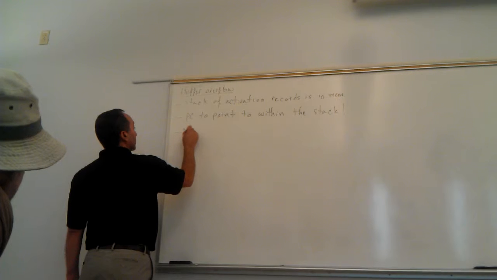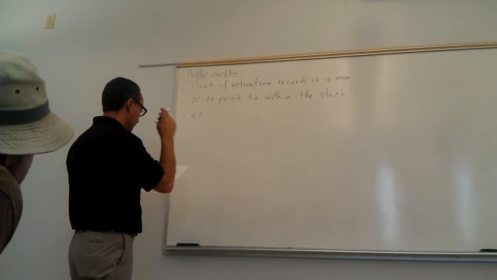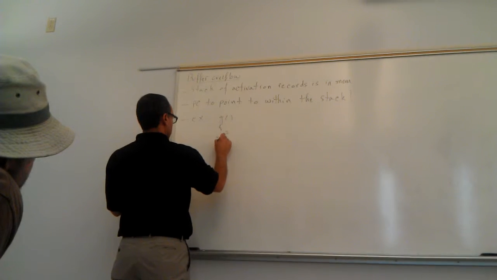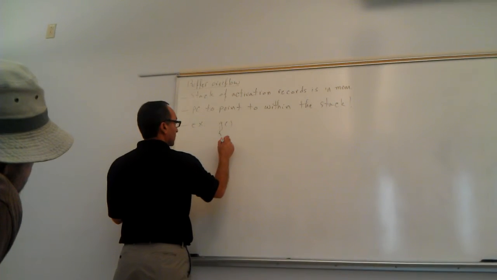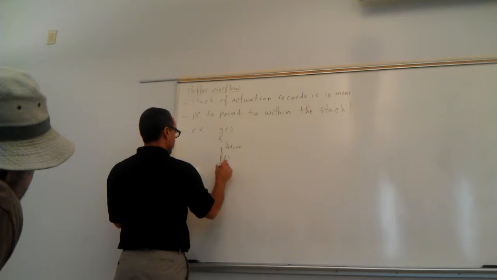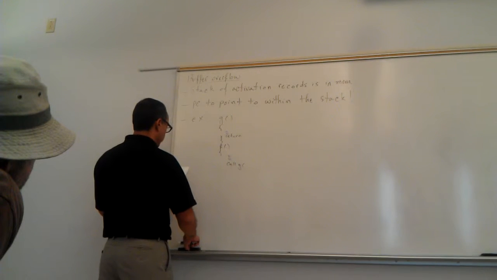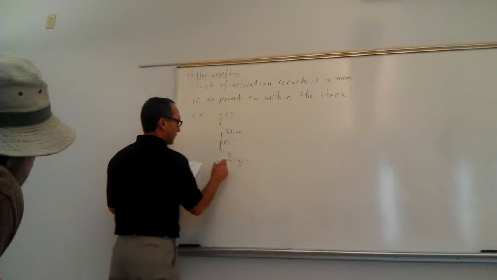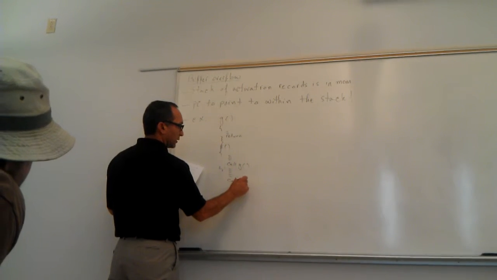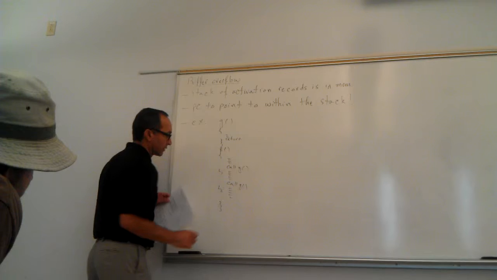So here's an example of a stack of activation records. Let's say you have a function g, and then you have a function f, and then return here. You call g one time, and then the next instruction, let's call it L1, and then you call g again, and then the next instruction is L2, and then it returns.